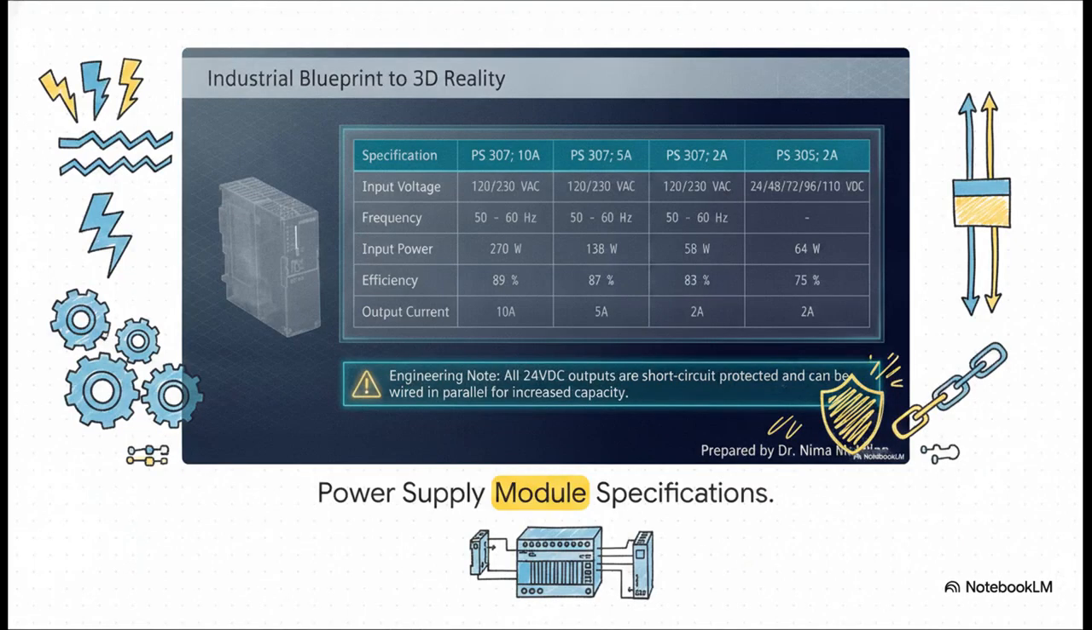Here, we can review the precise specs for the PS307 and 305 modules. You can easily see the input voltages, frequencies, and varying output currents, ranging from 2 amps all the way up to 10 amps. But please, pay heavy attention to the engineering note right down at the bottom. It explicitly states that all 24-volt DC outputs are short-circuit protected and, this is huge, they can be wired in parallel for increased capacity. That is an absolute game-changer for scalable designs.